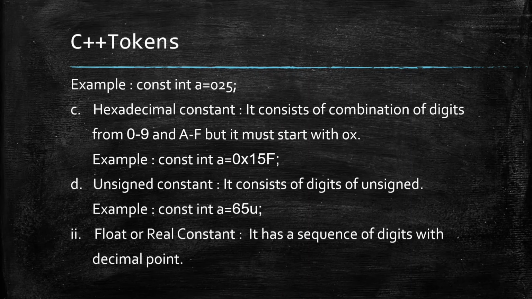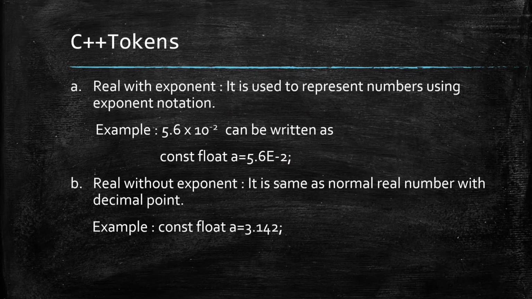The second type in the numeric part is the float or real constant. What do we mean by float? It has a sequence of digits with a decimal point. Without a decimal point, it is an int. It is also known as a real constant. This is again classified into two types. The first type is real with exponent.